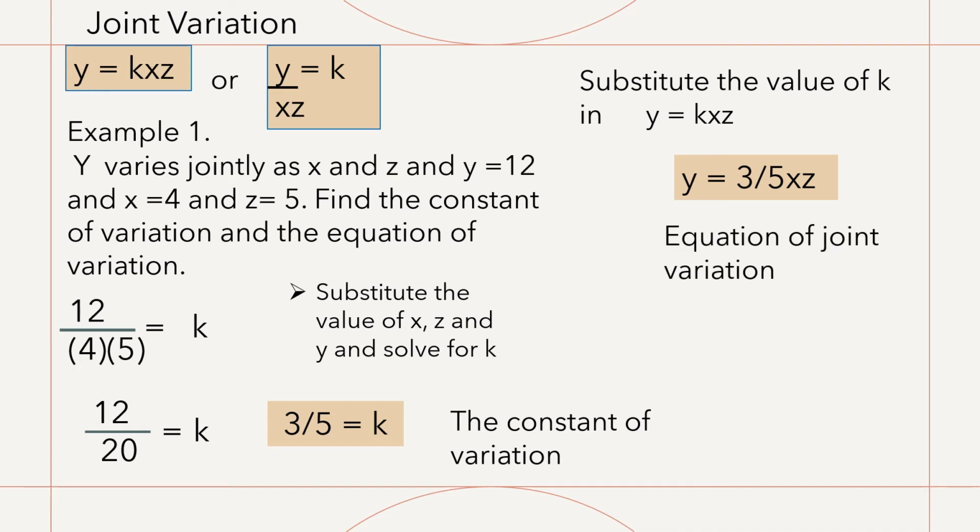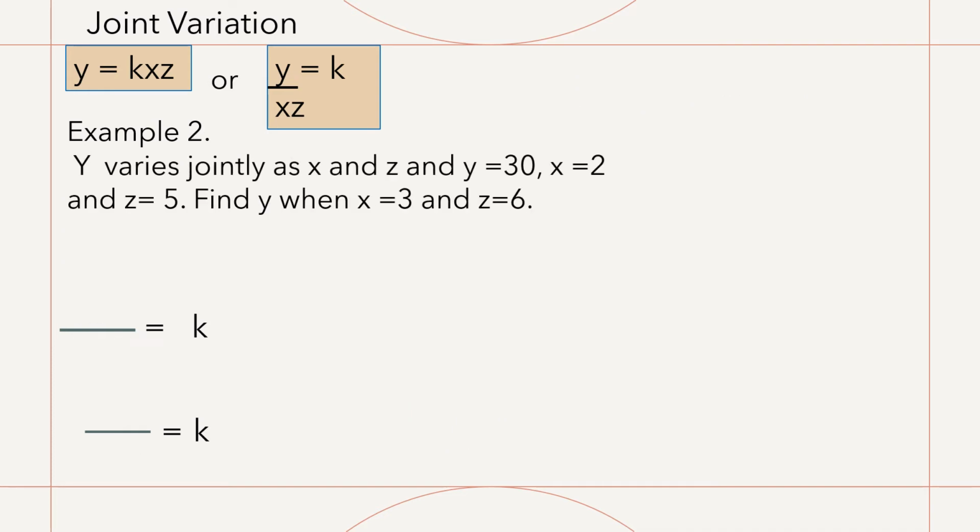Okay, let's have another example. Y varies jointly as x and z, and y is equal to 30, x is equal to 2, and z is equal to 5. Find y when x is equal to 3 and z is equal to 6. Now, sabi dito, find y. But then, bago natin ma-solve yung y, kailangan makuha natin muna yung value ng k. Yan lagi ang unang step na gagawin natin.